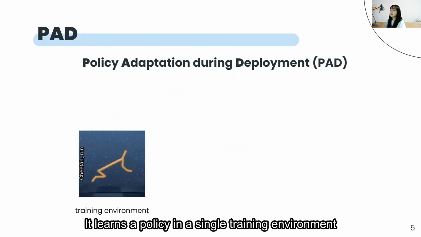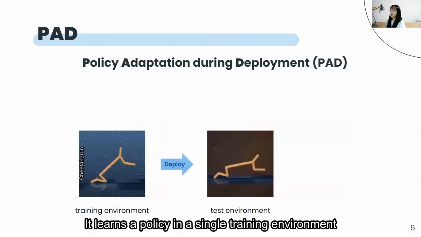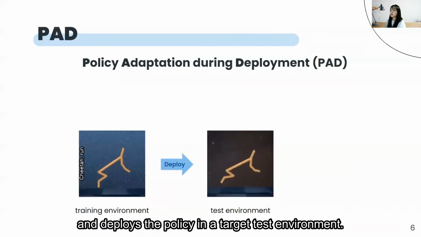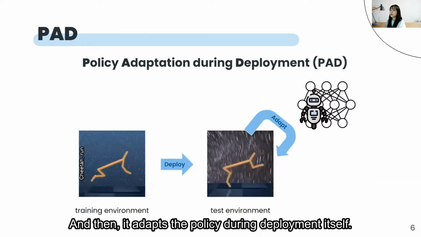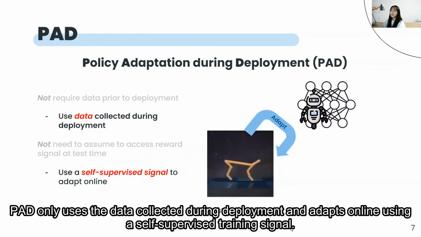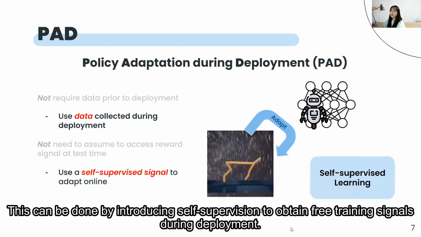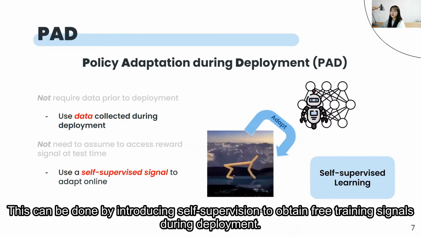It learns a policy in a single training environment and deploys the policy in a target test environment. And then it adapts the policy during deployment itself. PAD only uses the data collected during deployment and adapts online using a self-supervised training signal. This can be done by introducing self-supervision to obtain a free training signal during deployment.